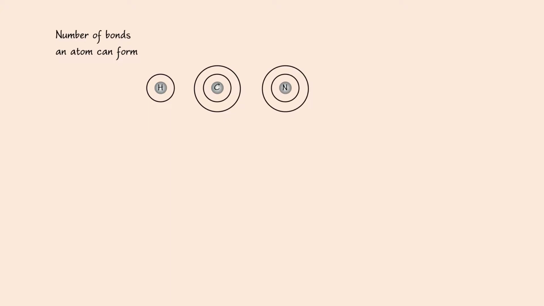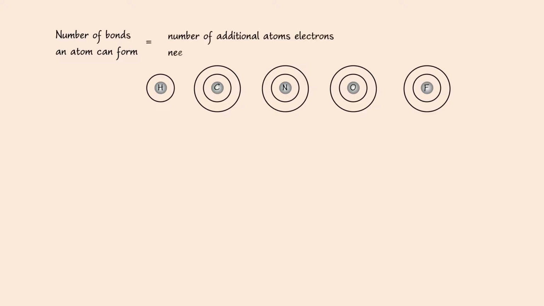First, we need to be able to determine the number of bonds an atom can form. Let's start by drawing the electron configuration of hydrogen, carbon, nitrogen, oxygen, and fluorine. Here is the general rule of thumb. The number of bonds an atom can form is equal to the number of additional electrons needed to complete the valence shell.